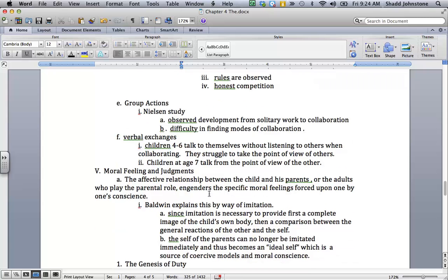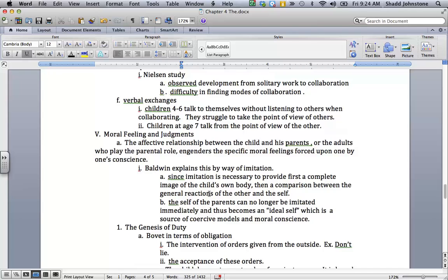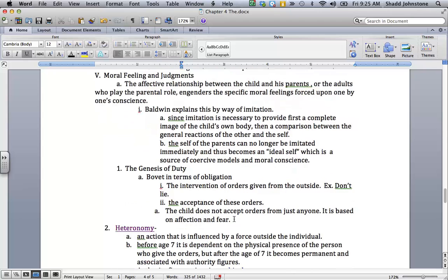Then when they talked about moral and feelings and judgments, this is very interesting, because these are things that I want to instill in my own children, and it helped to read about the Baldwin, and that a lot of it is imitation, that what I do greatly influences them and helps them develop these things.